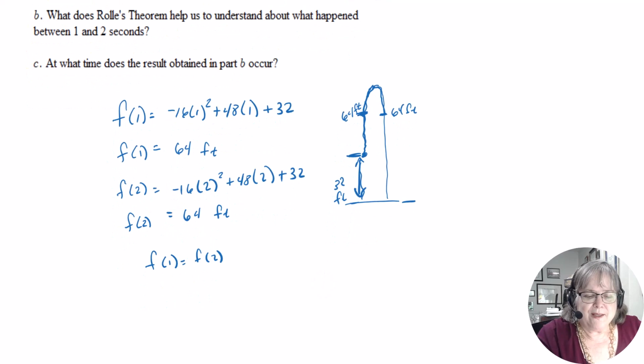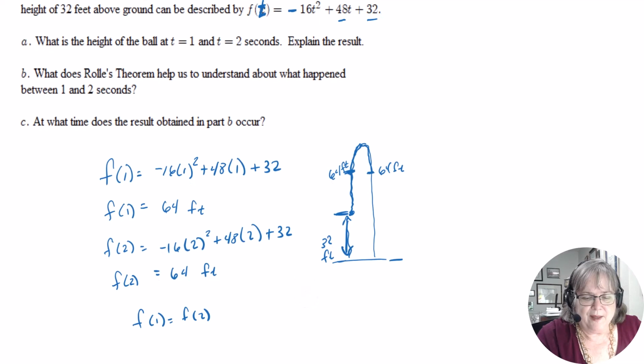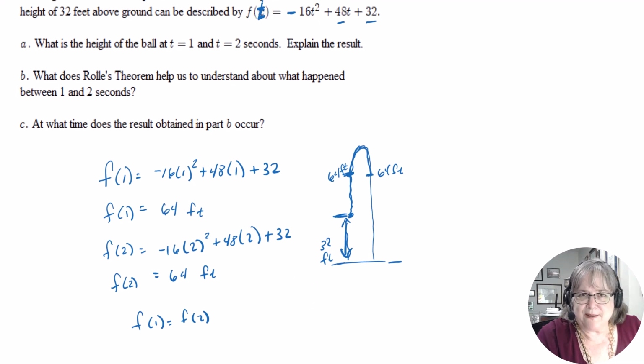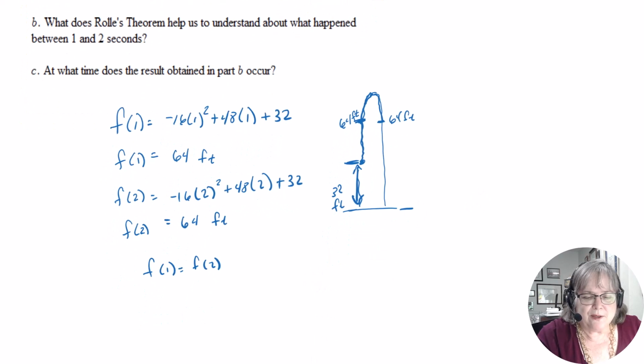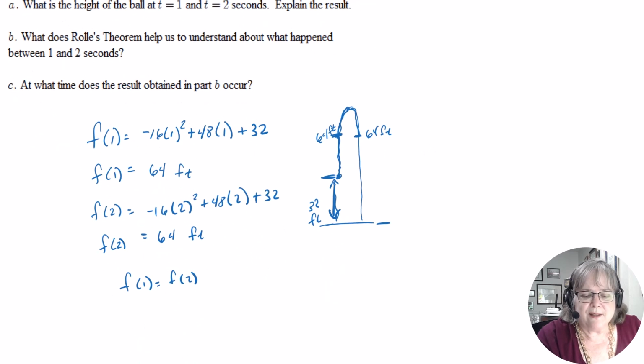So what does this mean? Why is the height 64 feet at 1 and 2 seconds? Explain the result. The explanation is it passed 64 feet on the way up, and it passed 64 feet on the way back down. All right. So what does Rolle's theorem help us understand about what happened between 1 and 2 seconds? Rolle's theorem says, and going back up here, this is continuous, it's a polynomial, and it's differentiable. So if you have the same height at some other x value, and it's differentiable and continuous, then somewhere in between the slope must be 0.